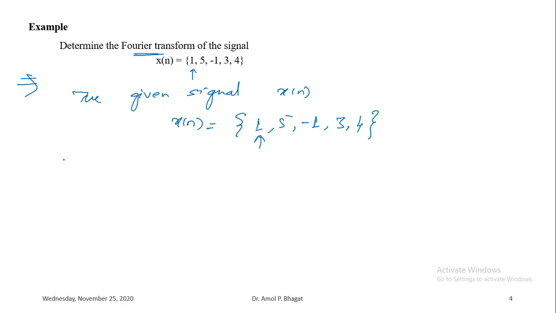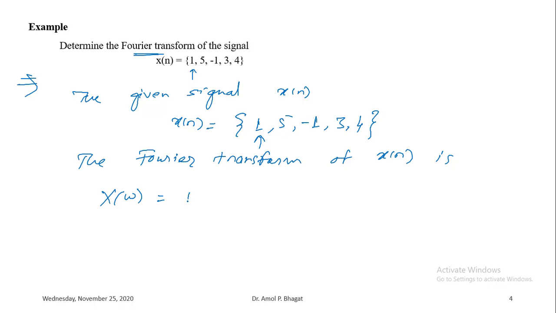Okay, so the Fourier transform of x of n will be indicated as x of omega, right? And it will be given as summation n equals minus infinity to infinity x of n into e to the power minus j omega n.